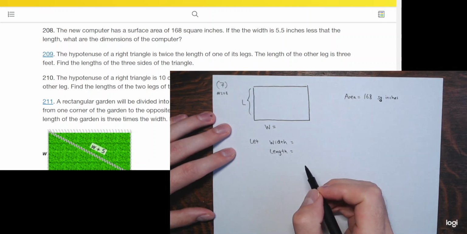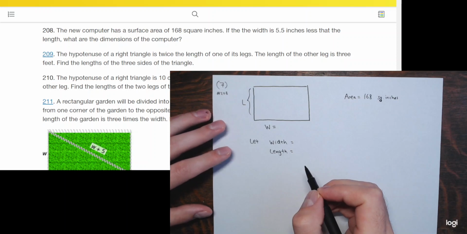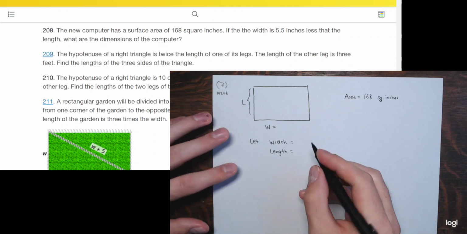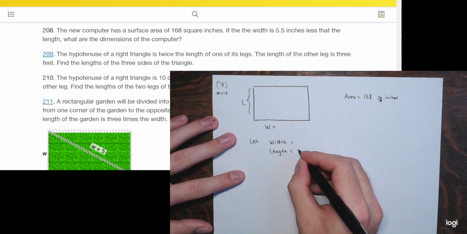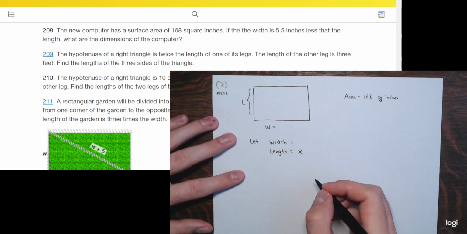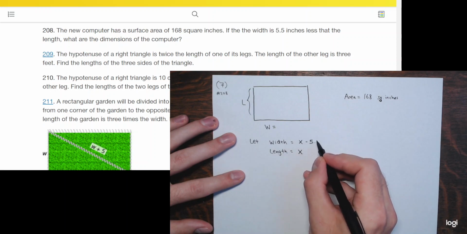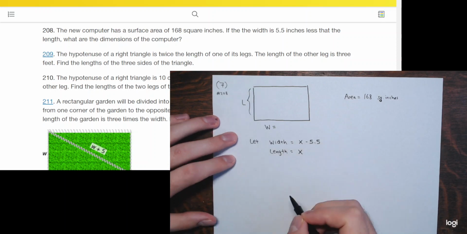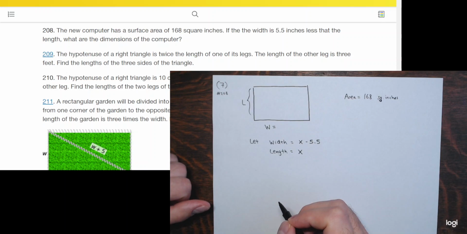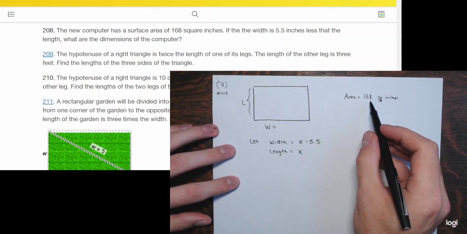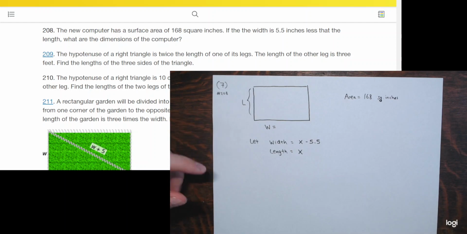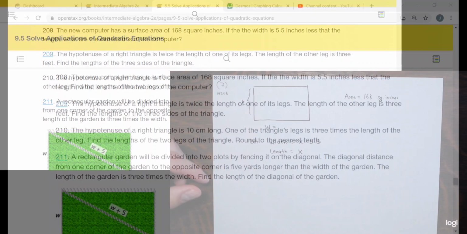Now they told us that the width is 5.5 inches less than the length. So let's say the length is x, right? The width would just be x minus 5.5. Right? X minus 5.5, like they have. Hope that makes sense. And I've got my equation up here. So I have enough information to answer their question here.